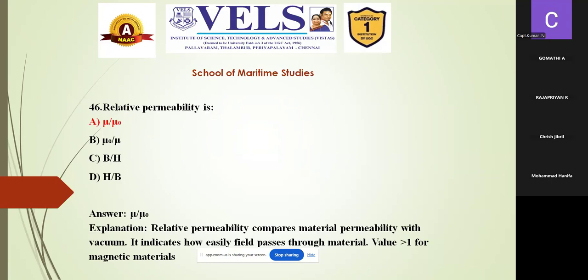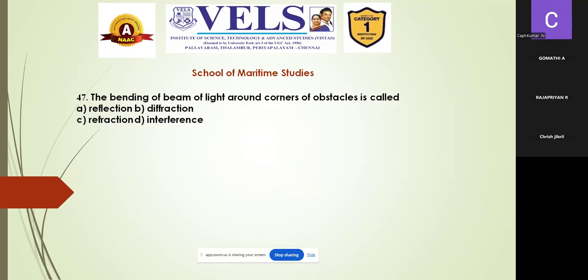Next question is relative permeability. Mu r is equal to mu by mu naught. The relative permeability is defined as the ratio between the permeability of the medium and that of free space. Mu r is equal to mu by mu naught. Our next question is, the bending of a beam of light around the corners of obstacles is called diffraction.